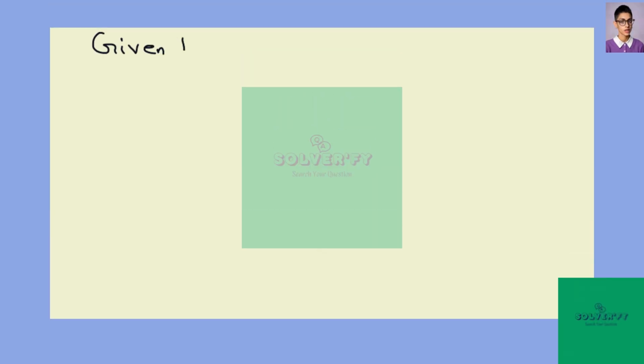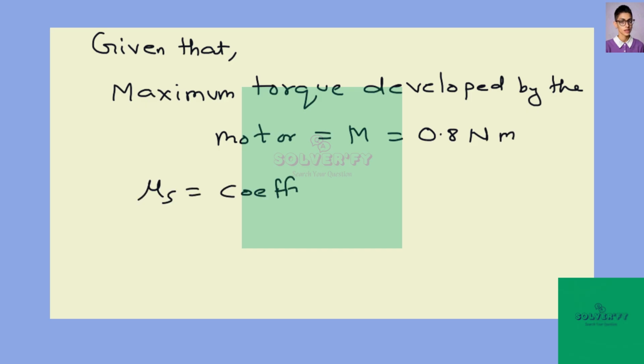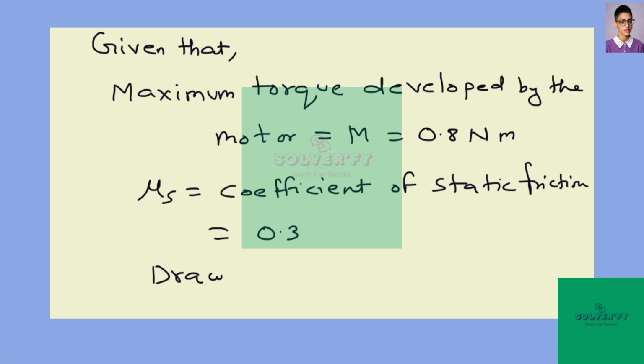First, we are going to write the given data. It is given that maximum torque developed by the motor is M equal to 0.8 Newton meter. Mu s, the coefficient of static friction, is equal to 0.3. Drawing the free body diagram of the motor as I am drawing here, so draw it more carefully and write all the forces acting on it.